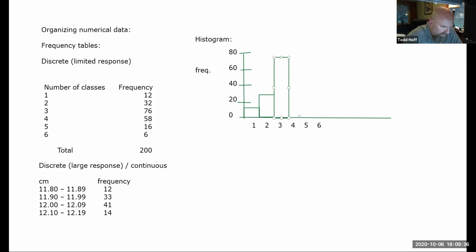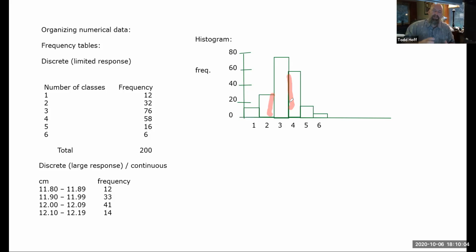3 classes was 76, so that's going to be somewhere up in there. 4 classes is 58. So like that. Trying not to overlap them, I'm trying to get them tight together at the same time. 5 is 16, and 6 is 6. You'll notice, I didn't get them spaced real well, but there's no space between the bars at all. That's because it's numerical data.